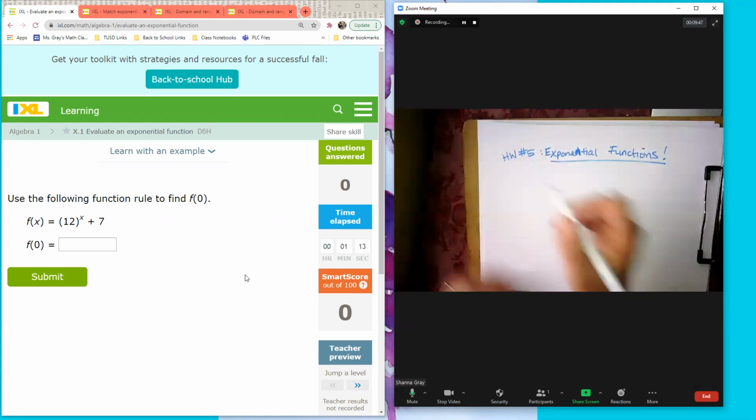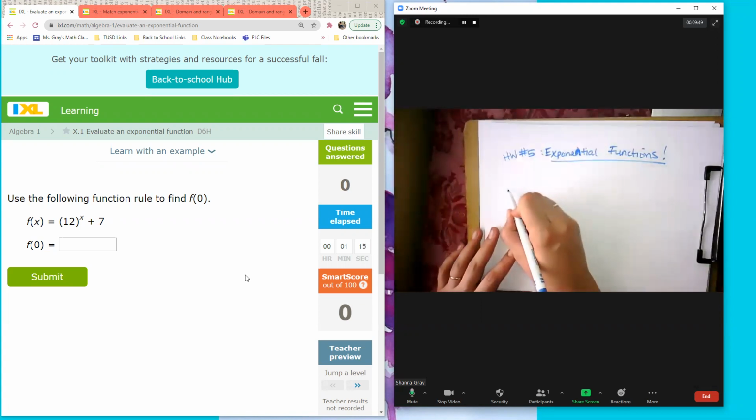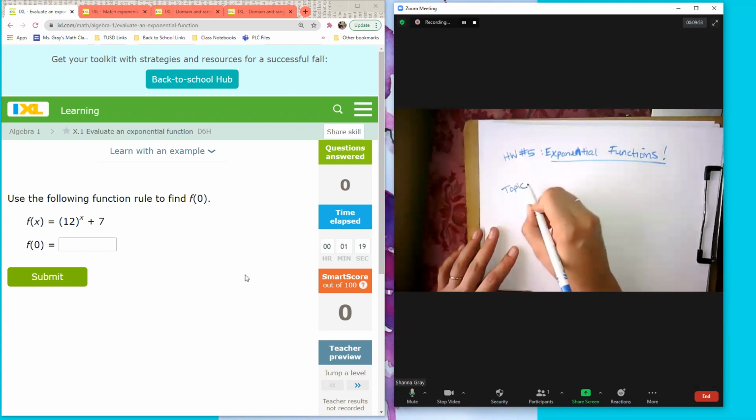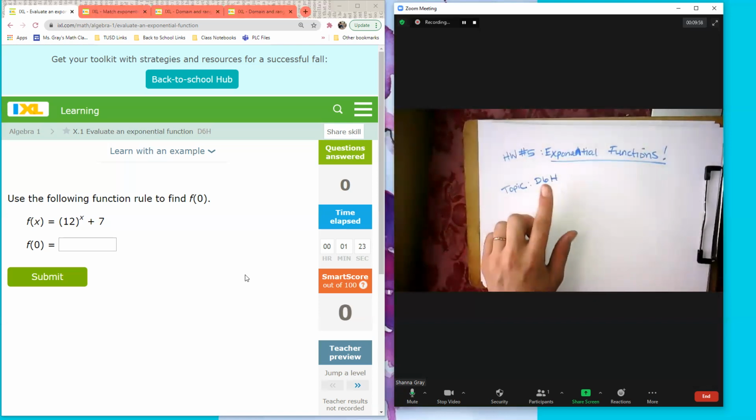But basically, if you're looking through the topics, they're probably going to look a little bit not the same as what you have seen in the past, although there are some similarities to stuff we've done. So the first topic is D6H, and it's evaluating an exponential function, which really just means plugging a number into an exponential function and then solving.